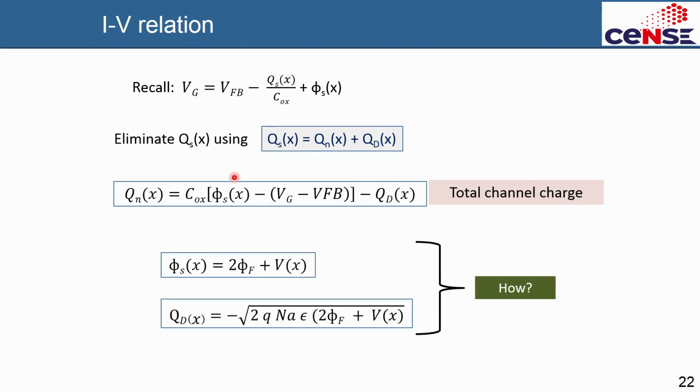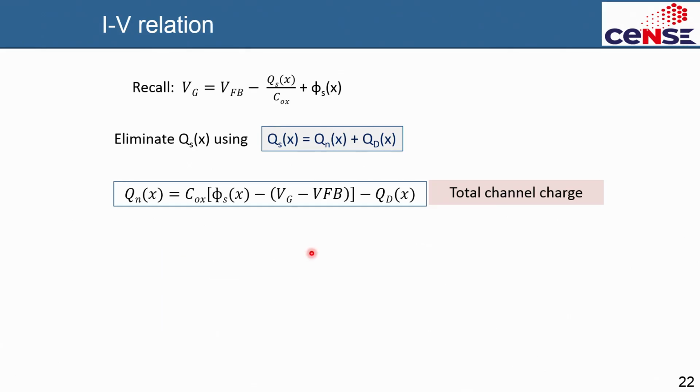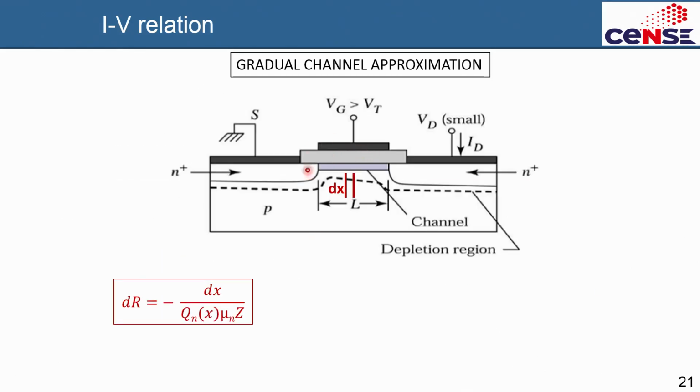Remember that this band bending is essentially 2 times the phi f, which is the EM minus EF. This band bending that is happening on the semiconductor is essentially 2 times the EM minus EF, plus there is a Vx here. Why? Because if only a MOS capacitor was there, then yes, the band bending at this interface is equal to 2 times the phi f, okay, that you know.